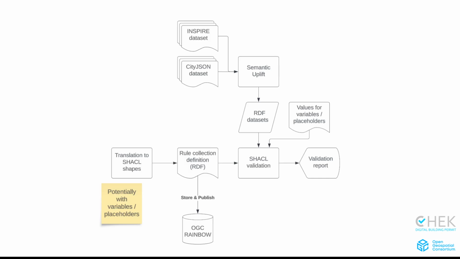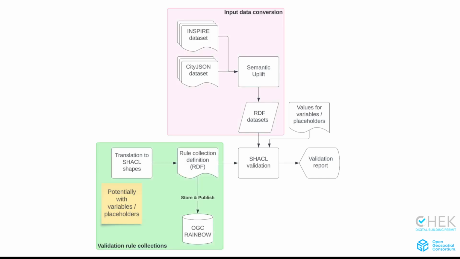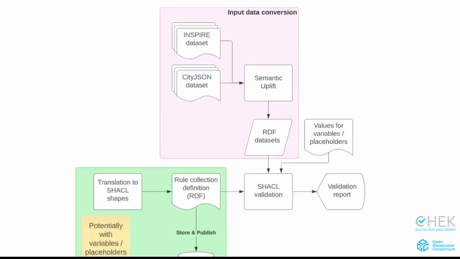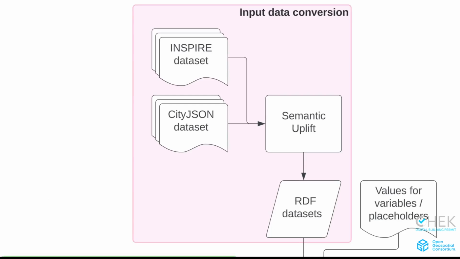This diagram shows the overall workflow followed by our application. We have two sets of inputs: city data that we intend to validate, in pink, and a series of rule collections, or profiles, which contain the validation requirements, in green. The system supports CityJSON as well as other metadata, such as INSPIRE datasets, as its input. Input data is transformed into semantic format, specifically RDF, through a step called semantic uplift, which maps the CityJSON objects and properties to a custom RDF data model.